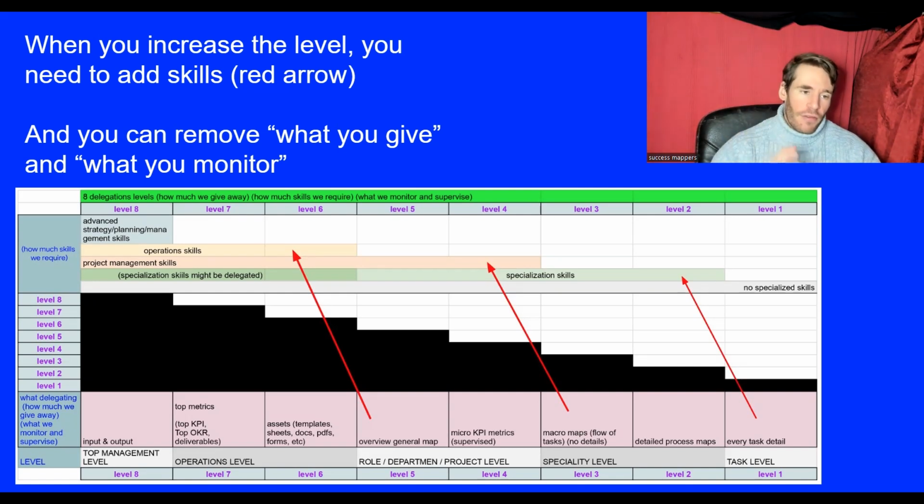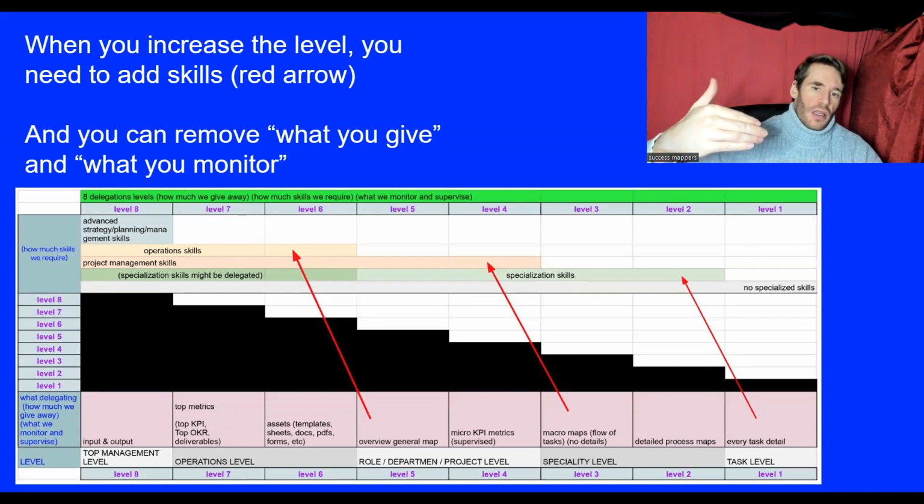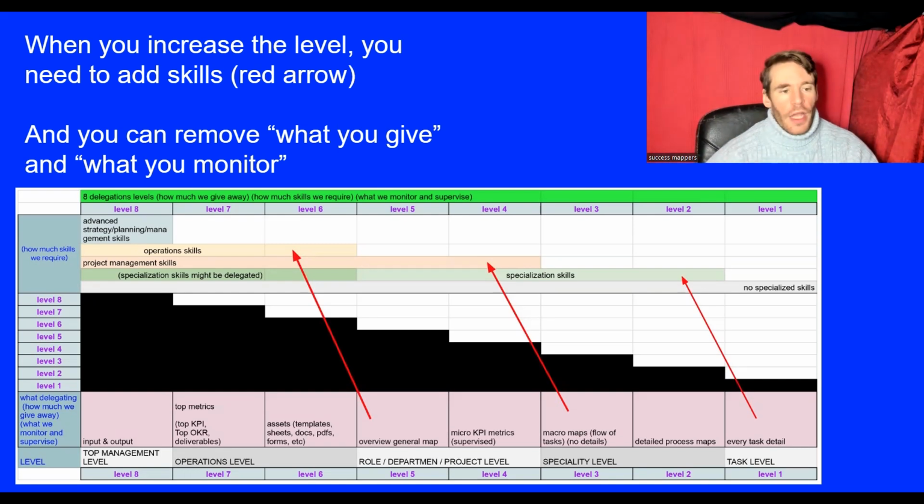But for example, in level 5, if you want to go to level 6, there you need to have high level mapping skills, for example, the ability to create an overview general map from A to Z that is very complex, bigger, with a lot of levels, as explained in the video about mapping in 6D in our playlist. In that case, you basically need to add operations skills to the person. Okay, so as you see, the red arrow shows you, when you remove something, what you need to add.